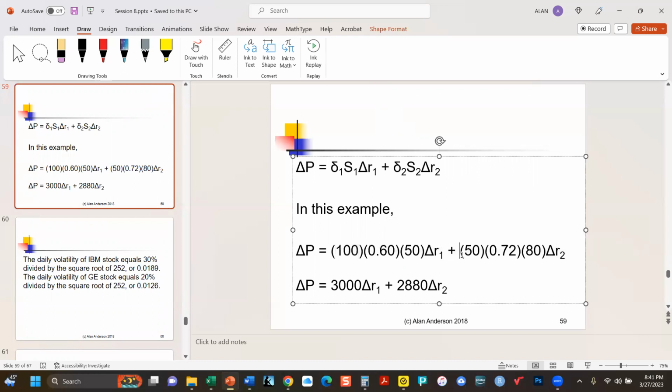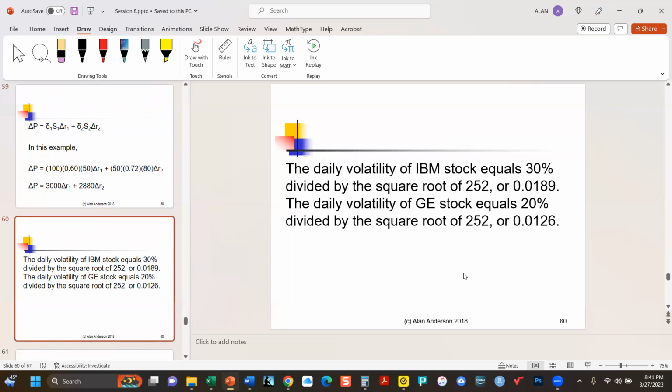And so over here for GE, we have something similar. So basically, the change in the portfolio value is 3,000 times the rate of return to IBM plus 2,880 times the rate of return to the GE.